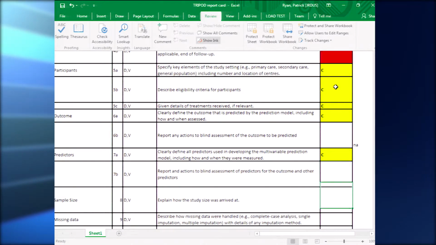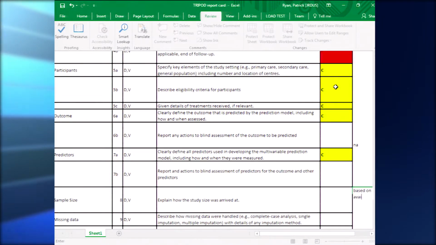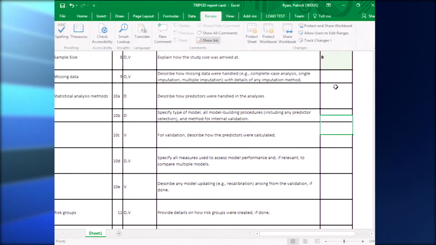Oh, I'm sorry, sample size, number 8. It looked like it was largely just availability. Like that was the number of patients in their cohort that had AFib. So I guess it was. You can infer it. Okay. B. Missing data, number 9. How was missing data handled? C.